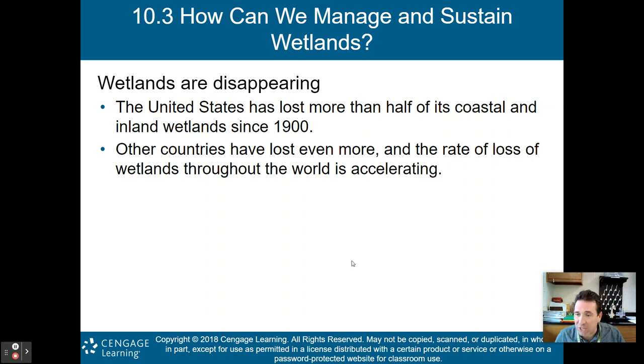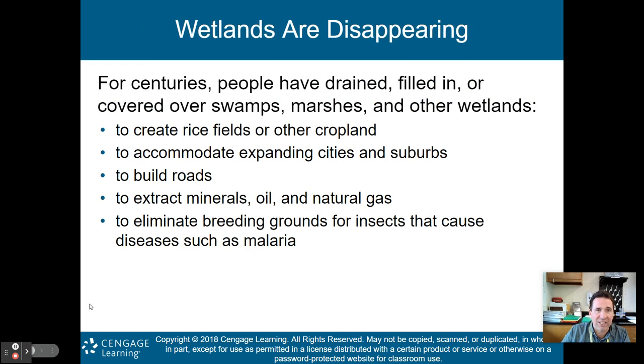All right, moving on. Let's talk a little bit about wetlands now. How can we manage and sustain wetlands? So remember, wetlands could be either inland wetlands or coastal wetlands. We talked about this a bit in a previous chapter. Wetlands are disappearing, right? The United States has lost more than half of its coastal and inland wetlands since 1900. Other countries have lost even more. And the rate of losing those wetlands throughout the world is unfortunately accelerating.